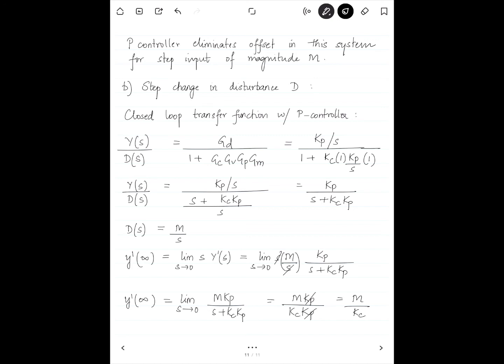And now for this problem, we have offset equals y set point minus y, both at infinity. Remember that it is still set point. Offset always deals with the difference between set point and the actual response. So we no longer have m because there is no step change in the set point in this case. There is a step change in the disturbance variable. So we have 0 minus m over Kc equals minus m over Kc. This is our new offset, which is no longer 0.